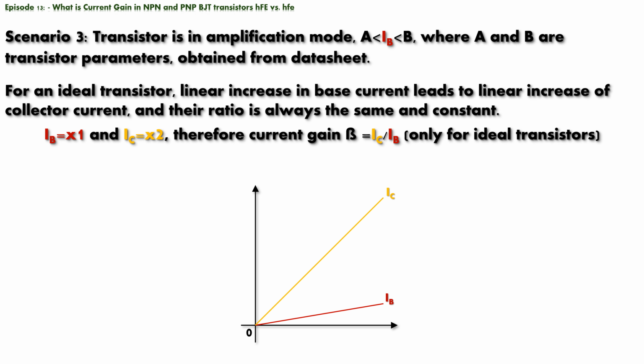In an ideal situation, for an ideal transistor in amplification mode, a linear increase in base current would produce a linear increase in collector current, and their ratio would always be the same. In an ideal scenario, for any value of base current, the ratio between collector and base current would be the same. That ratio is called beta. This ideal transistor would have the same amplification for any value of base current.